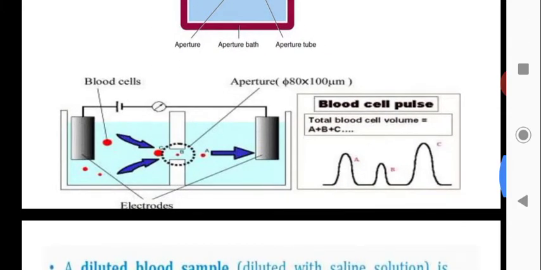So the total blood cell volume is A plus B plus C. Here you can see A is one blood cell, B is one blood cell, C is one blood cell. You can see all the blood cells may not be of the same diameter; some may vary. That is why the diameter is 80 to 100 micrometer.